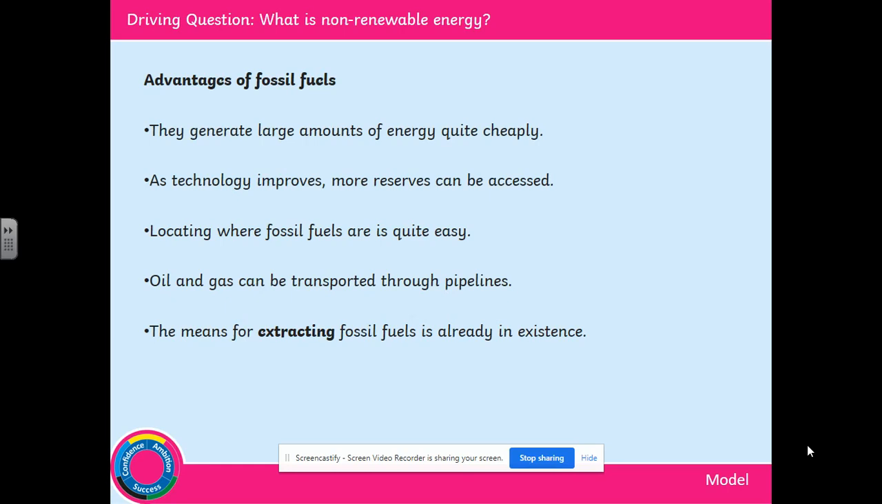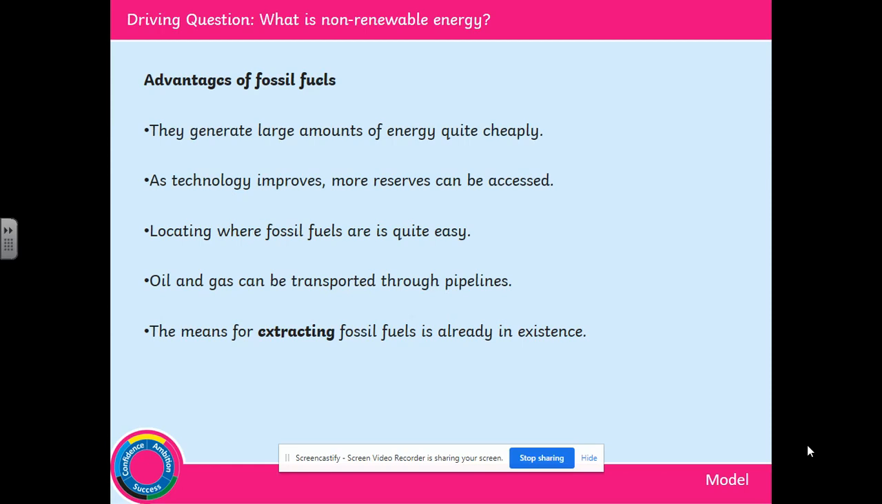Now, with all things, we have advantages and disadvantages. So, for this section of the lesson, we'll be looking at advantages and disadvantages of fossil fuel. 1. They generate large amounts of energy quite cheaply. Now, compared to the natural resources that were expensive to extract or harvest, these aren't really that expensive. So they generate large amounts of energy quite cheaply.